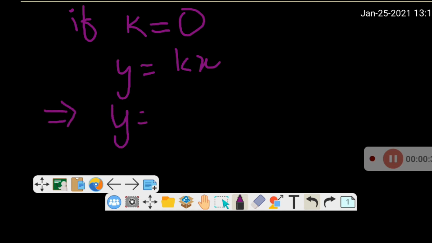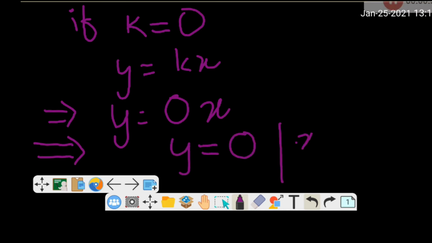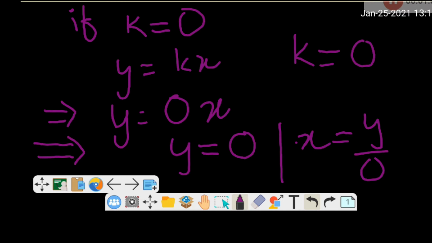If y is equal to 0x, and y becomes 0, x will be y upon 0, which is impossible. So we can say if k is 0, then there will be no relationship between x and y.